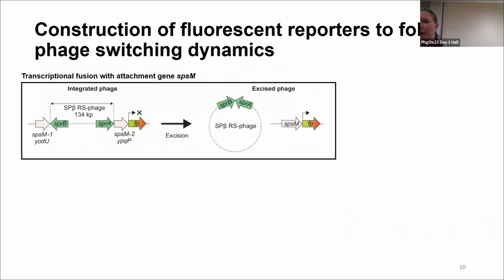So we were wondering what happens with these cells at a single cell level, because it seems there is some heterogeneity, some cells excise the phage and some don't. So we decided to make some fluorescent reporters. Here is the first one we designed. This is the transcriptional fusion with the attachment gene spsM. So upon excision, this spsM gene becomes complete again and can then be expressed.